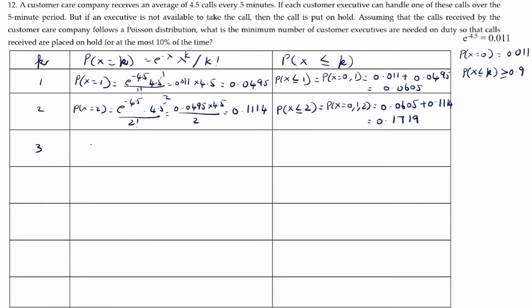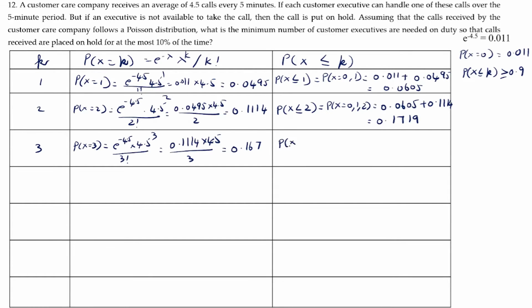Now for k equal to 3, probability of x equal to 3 is e raised to minus 4.5 into 4.5 cube upon 3 factorial. Already for this whole thing, e raised to minus 4.5, 4.5 square by 2 factorial, we got 0.1114. So this will be 0.1114 into 4.5 divided by 3. So when we simplify, we get it as 0.167.